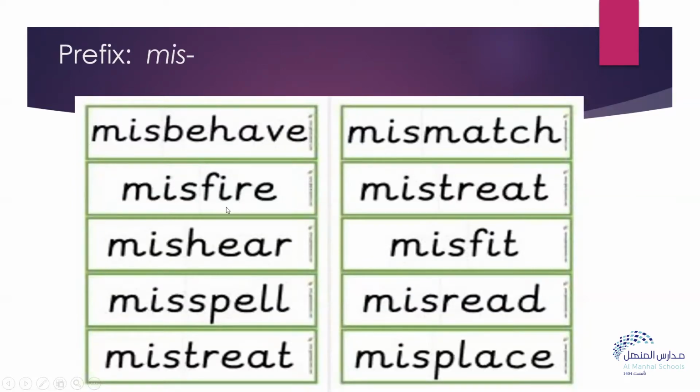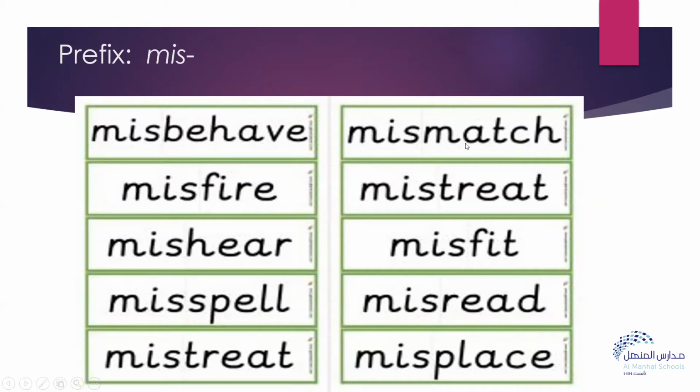Misfire, not firing, when something is not working. Mishear means that you did not hear or could not hear correctly. Misspell, when you are spelling something wrong. Mistreat. Here we have the base word treat, and mistreat means that you are not treating someone, or not being treated, correctly. Going on to our second column, mismatch.